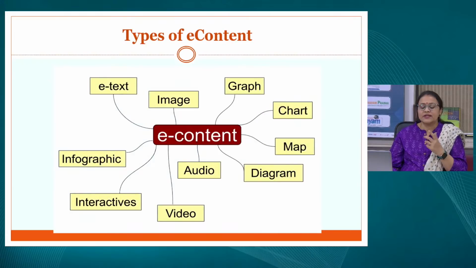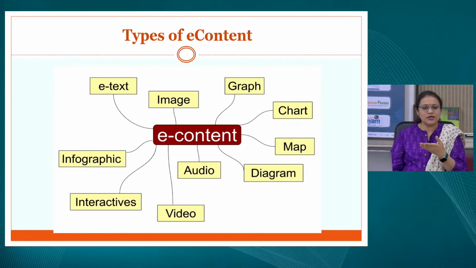Then I talked about types of content. One has to understand what e-content I am going to use. E-content is nothing but electronic content; in simple terms we call it e-content. So you can see on your screen there are several types of e-content. It can be in the form of e-text, image, graph, chart, map, diagram, audio, video, interactives, infographics, etc.